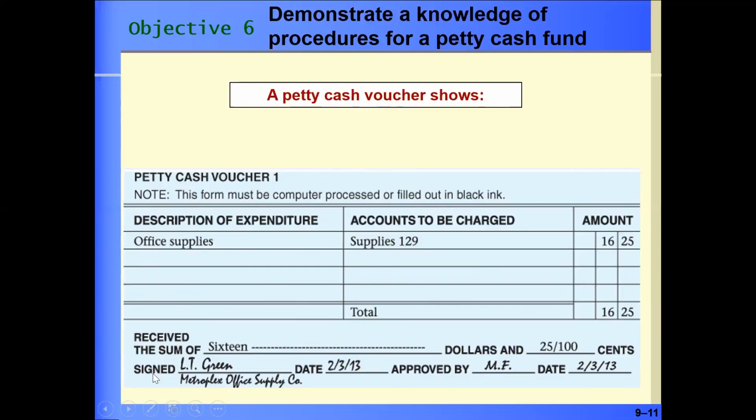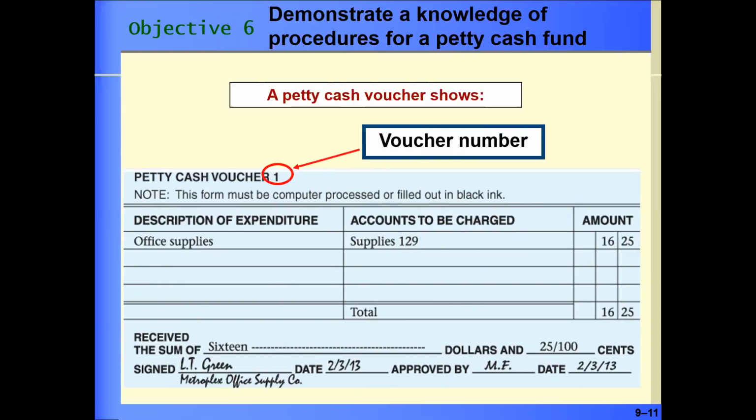And then signed LT Green, office supply company, and approved. So this is the person asking for the money, and this is the person approving the money. Then the petty cashier gets it, and there goes the $16. Basically, what happens in petty cash, you begin with cash at the beginning of the month, and by the end of the month, all that cash got replaced with receipts and petty cash vouchers.